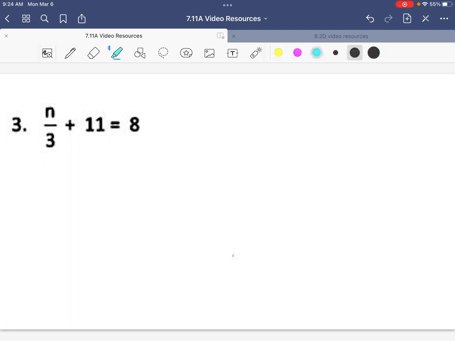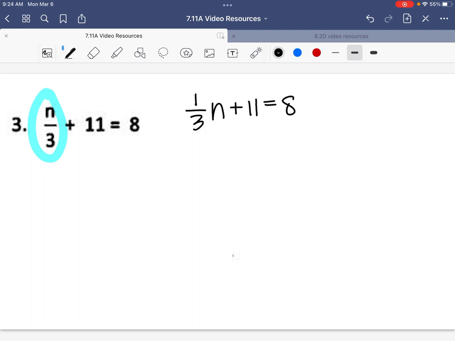Notice right here we see n over 3 in a fraction. I want us to feel really comfortable with the understanding that n divided by 3 is the same thing as writing 1/3 of n plus 11 is equal to 8. They represent the exact same thing. And so now I feel like we're pretty comfortable saying we need to use inverse operations to make zero pairs.